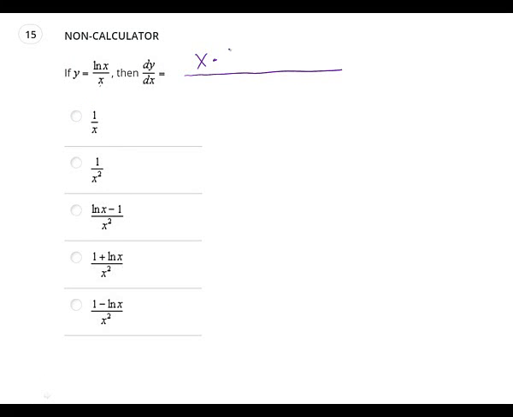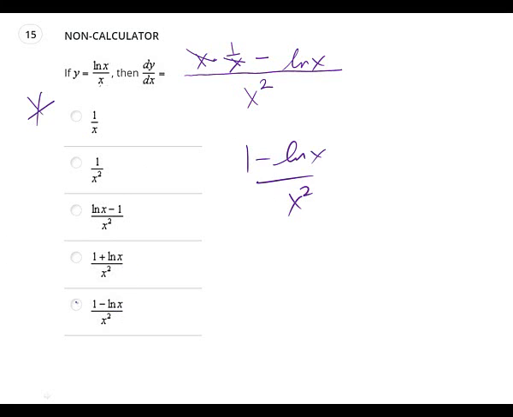X. Derivative high, 1 over x. Good. High d low minus low... What's your low? Sorry, I did it backwards. Low d high minus the high. Natural log x. What's the derivative of the low? 1 all over the low squared. What happens here? They cancel. So I've got 1 minus natural log of x over x squared. I'd probably put a big star by that one too.